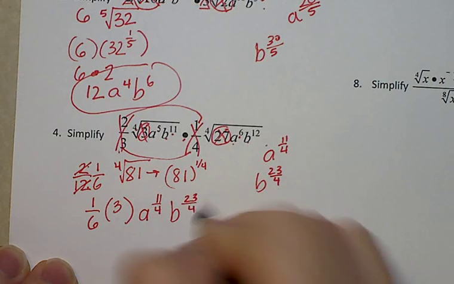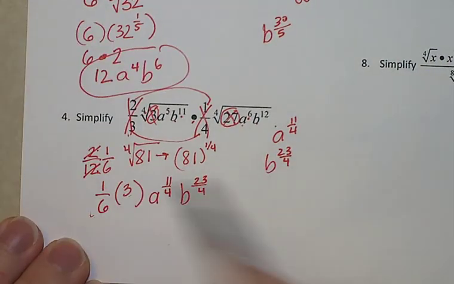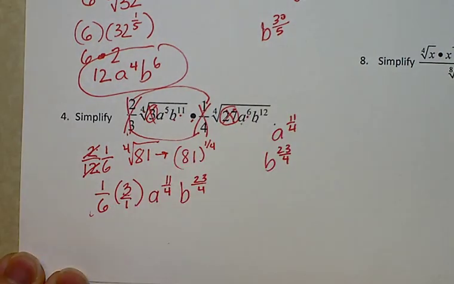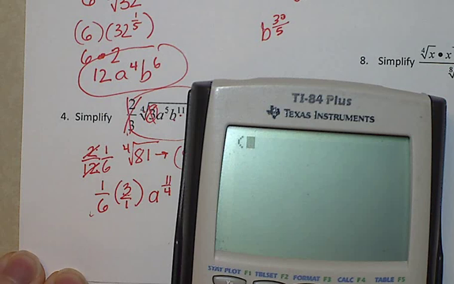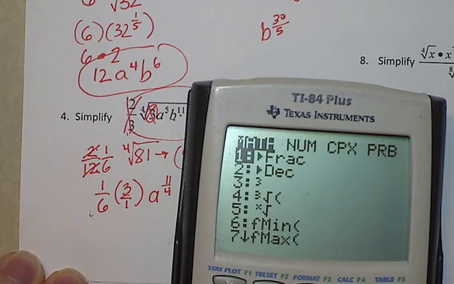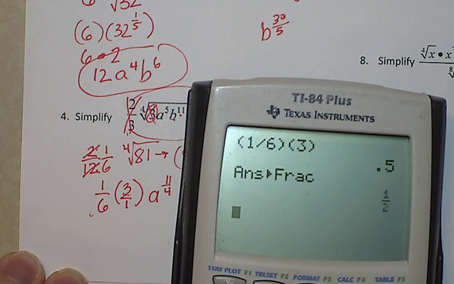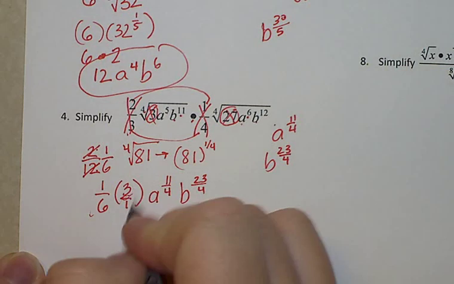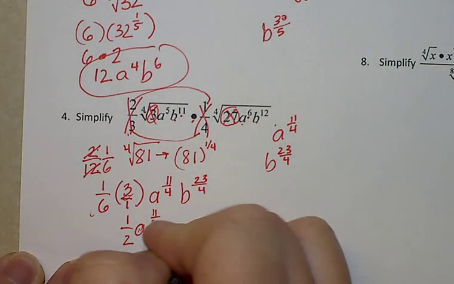And the last thing I need to do is take 1/6 times 3. And maybe you can recognize that as 3 over 1, or you can use a calculator if that's helpful to you. So 1 divided by 6 times 3. You could put 0.5. I prefer it to be a fraction, so I'm going to hit the key that says math on the calculator, enter for fraction, enter once more, and I can see that 0.5 is equivalent to 1/2. They are both correct answers. So when I combine and reduce this portion, I get 1/2. I bring down the A, and I bring down the B.